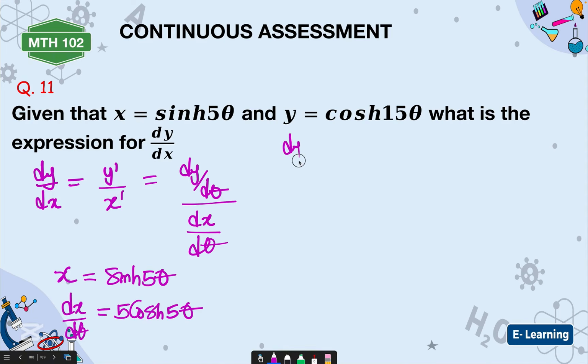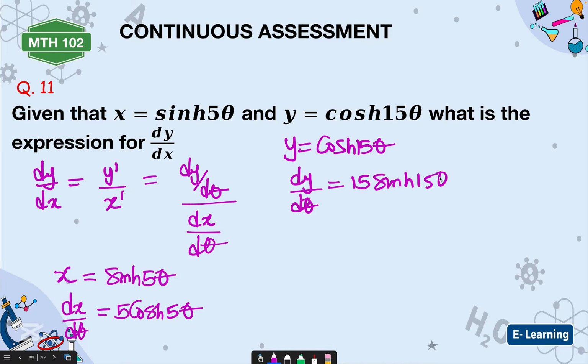So your y is cos 15θ. dy/dθ will be minus 15 sin 15θ. All right, so that our dy/dx, what do you say our dy/dx is?